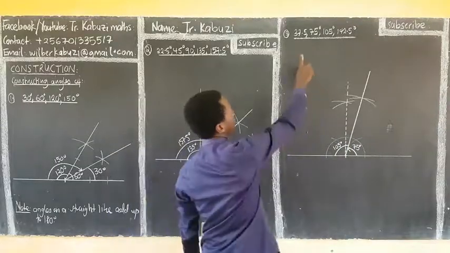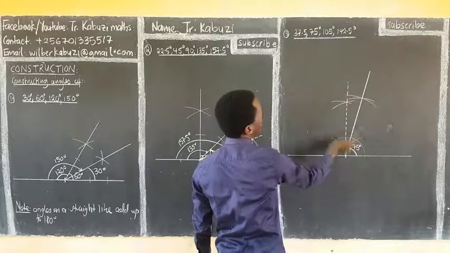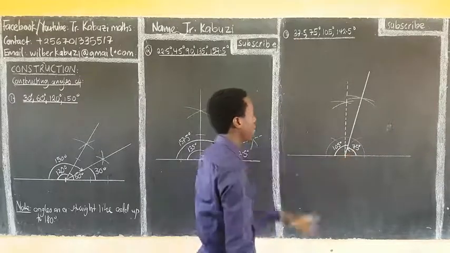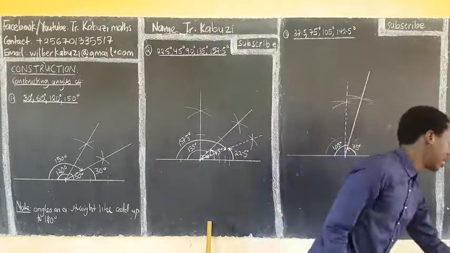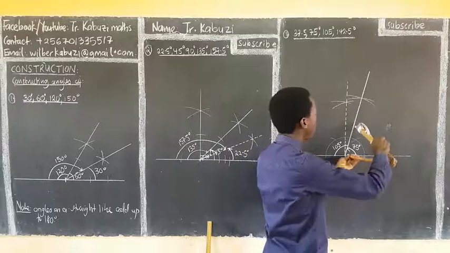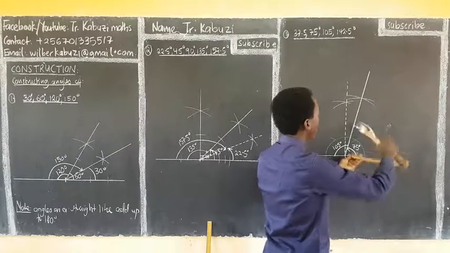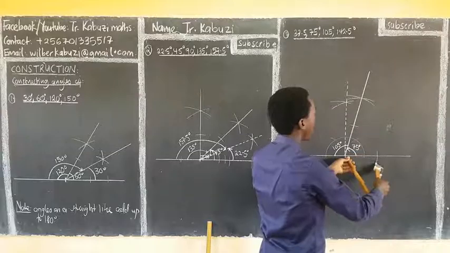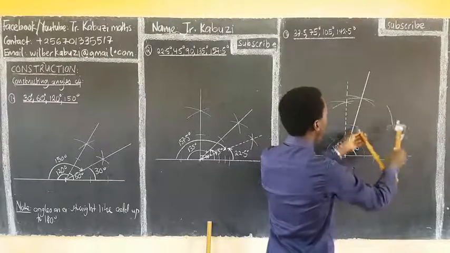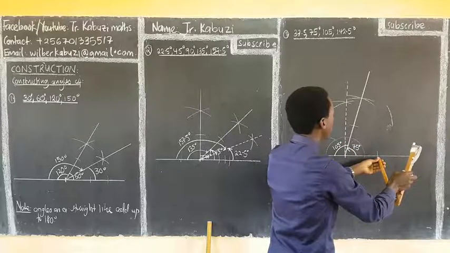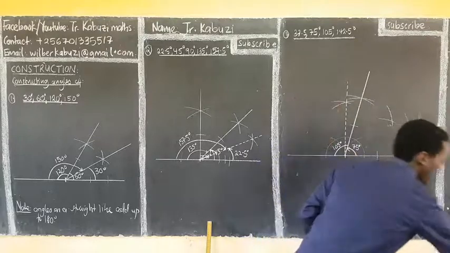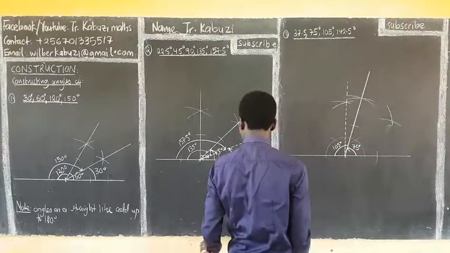Now if I want 37.5, I bisect 75 because 2 times this gives you 75. So now I bisect this. So you get your compass still, you put your pointer there, you draw an arc there, and an arc there. Then you transfer, you put it here, you draw an arc there, then you come here, you also draw an arc there. Where they meet, you join up this to this.